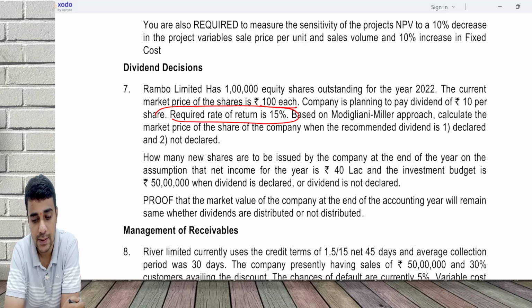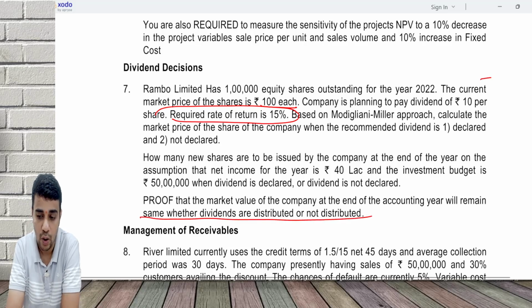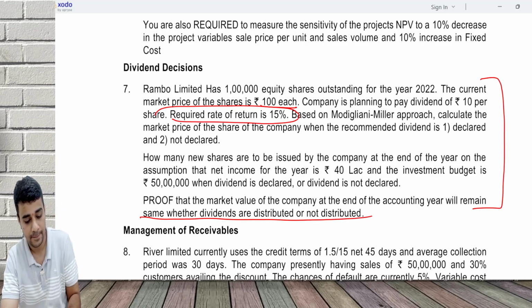How many new shares are to be issued at the end of the year on the assumption that net income, PAT, is 40 lakh, investment budget is 50 lakh, when dividend is declared and dividend is not declared. Also prove that the market value will remain same whether dividends are distributed or not distributed. All the requirements, we are going to do it in a single table. We have a table format which will capture all these three requirements. Go through the question.